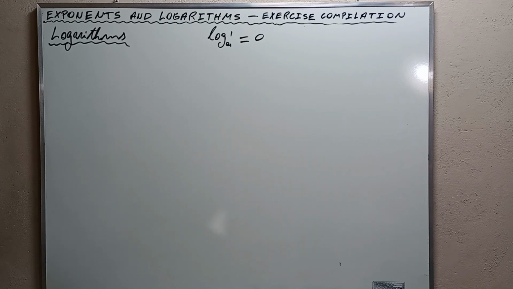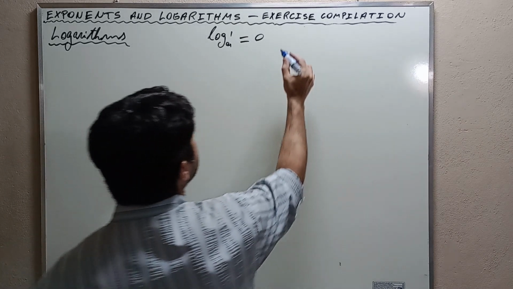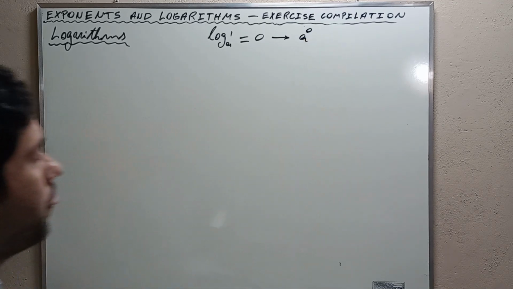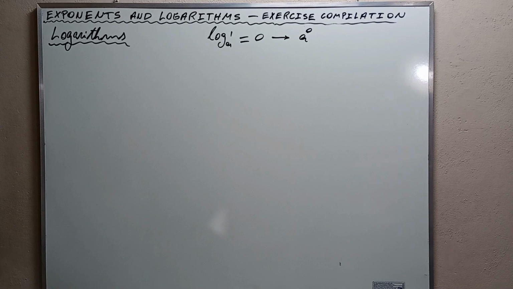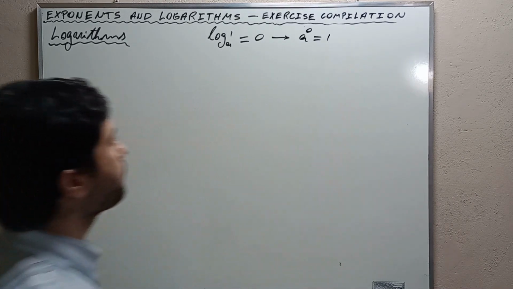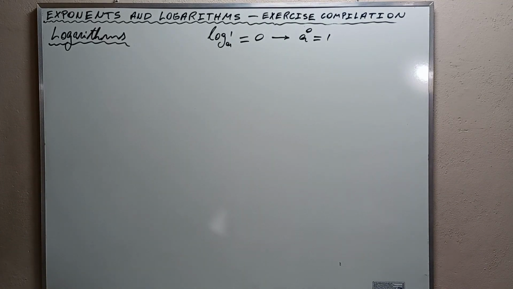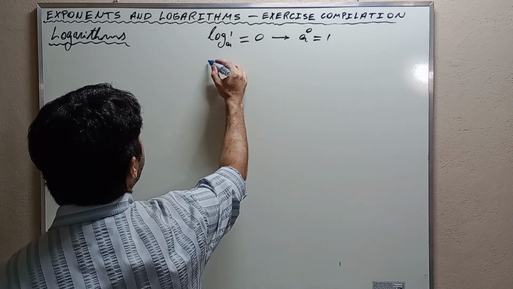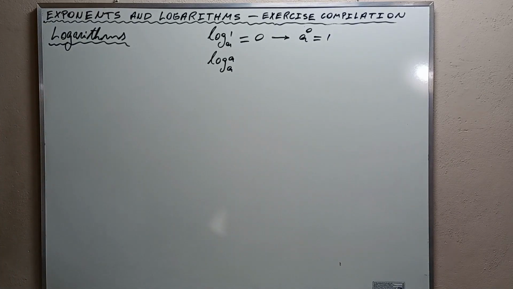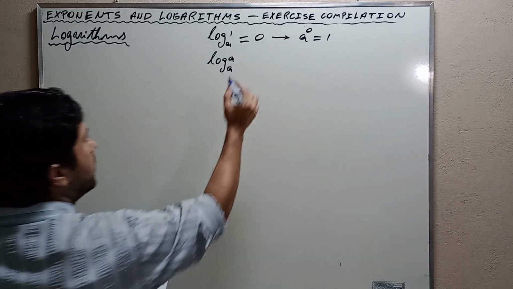Why? You may ask me why the logarithm of 1 in any base is equal to 0. It's because any number raised to the power of 0 is equal to 1. Okay? That's why the logarithm of 1 in any base is equal to 0. And how about the logarithm of a number in its own base? It is equal to 1.